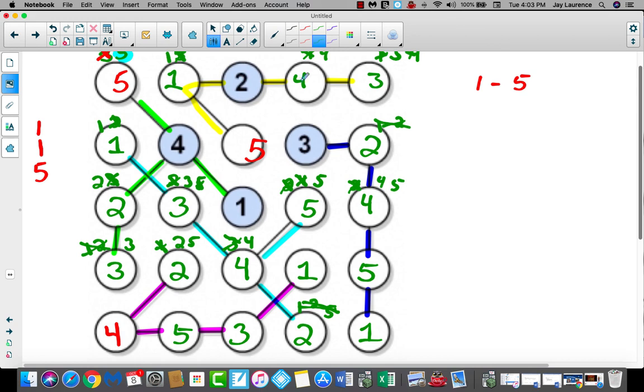Let's check the rows. 1, 2, 3, 4, 5. 1, 2, 3, 4, 5. 1, 2, 3, 4, 5. 1, 2, 3, 4, 5. 1, 2, 3, 5, 4.